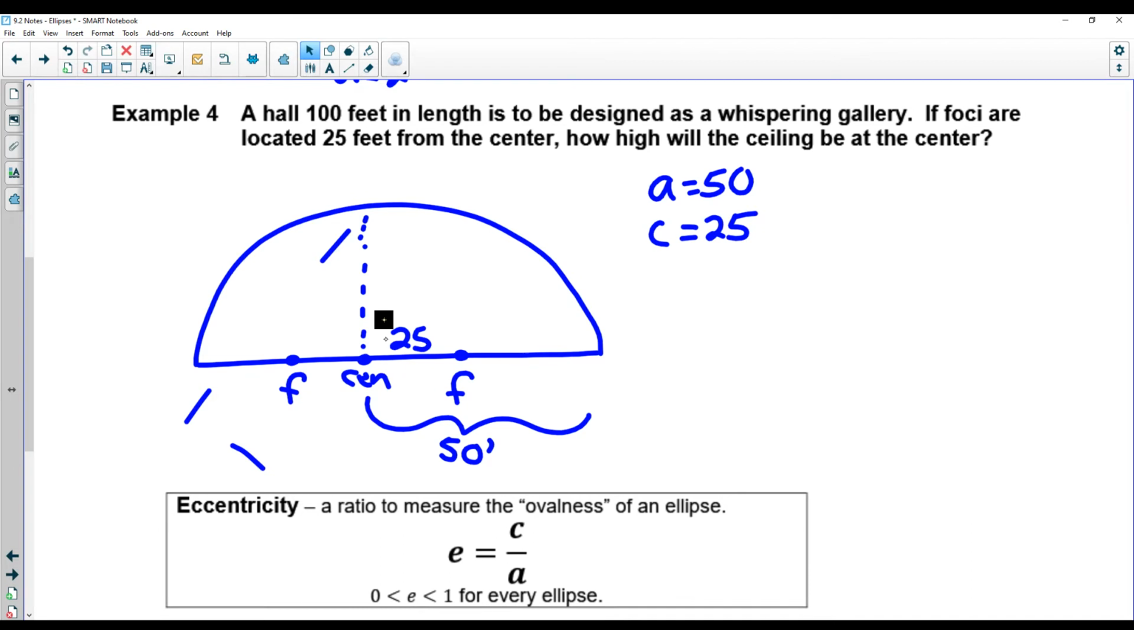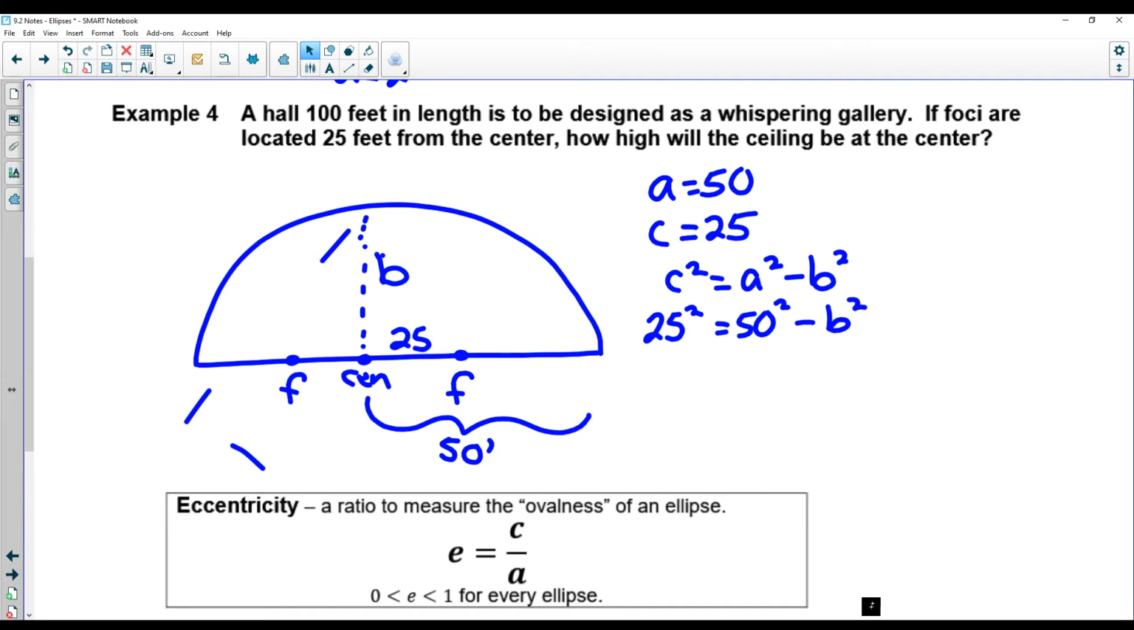And they want to know this height right here. Well, that's just B. It's the semi-minor axis length. So I'm going to go ahead and find B. And to do that, I'm going to do the messed up Pythagorean theorem. C squared equals A squared minus B squared. My only unknown is B. So I'm just plugging in what I know. So I'm going to have 25 squared equals 50 squared minus B squared.